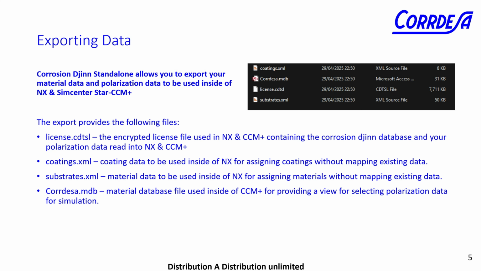Finally, we'll be looking at exporting data from the Corrosion Djinn Standalone. This allows you to export your material data and polarization data to be used inside of NX or CCM+. You'll be given 4 files: the license file, which is an encrypted file which contains your polarization data and your material data to be read inside the applications; a coatings and substrates file.